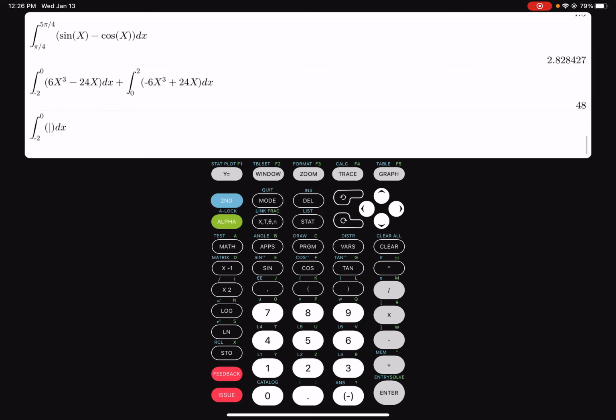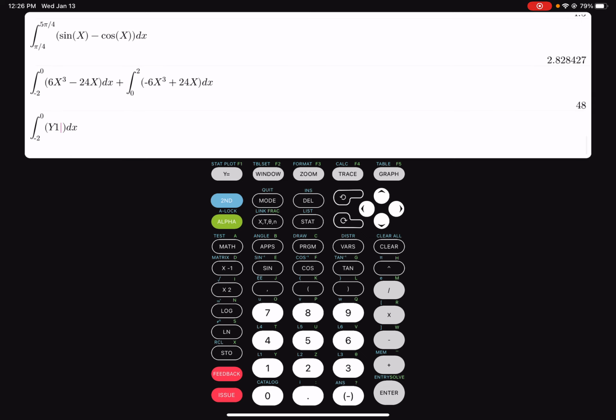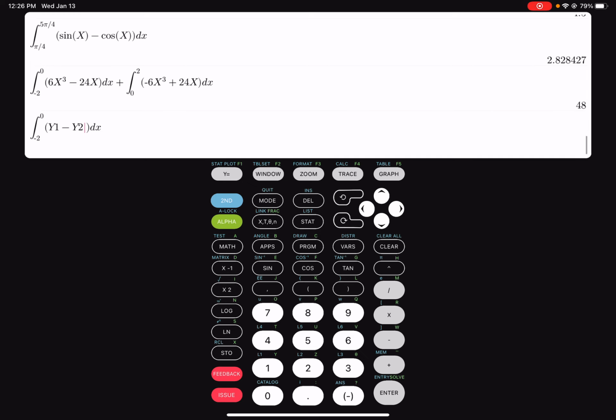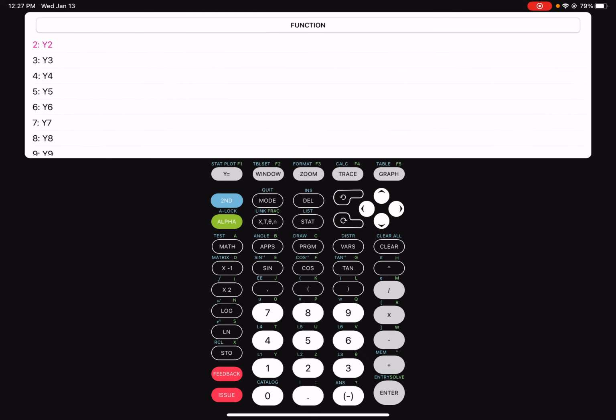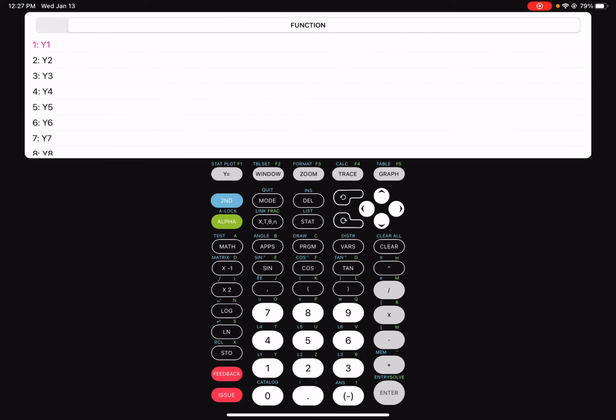If I do vars and I go over to y vars, under functions, I've got y1 right there. I can do y1 minus vars, y vars function. I've got y1 and I've got y2. And then if I need to add my integral from 0 to 2, this time I'm doing y2 minus y1. So I'm going to do vars function. I go down to y2 minus vars function y1.